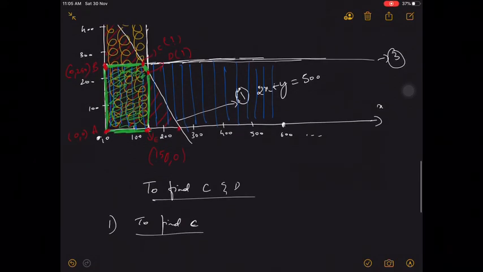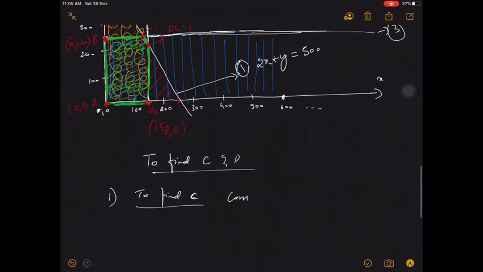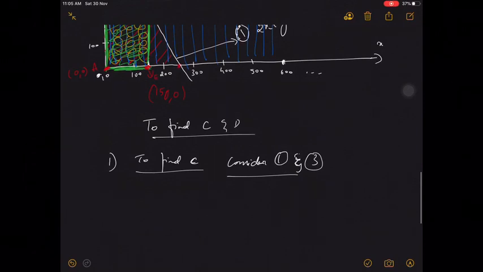So we'll consider 1 and 3 to find C. Now what is equation 1? 2x plus y is equal to 500. And what is equation 3? Equation 3 is nothing but y is equal to 250. Now this is line 1, this is line 3.